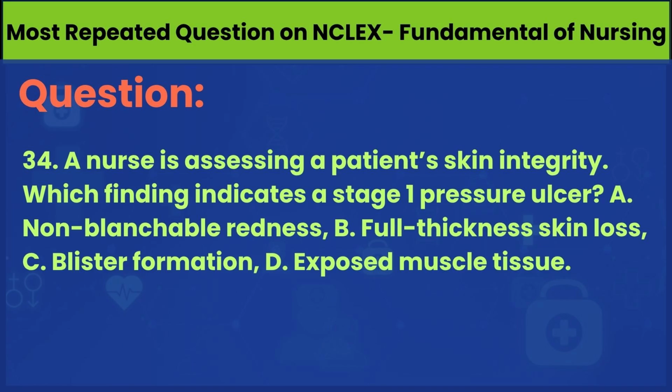34. A nurse is assessing a patient's skin integrity. Which finding indicates a stage 1 pressure ulcer? A. Non-blanchable redness. B. Full-thickness skin loss. C. Blister formation. D. Exposed muscle tissue.